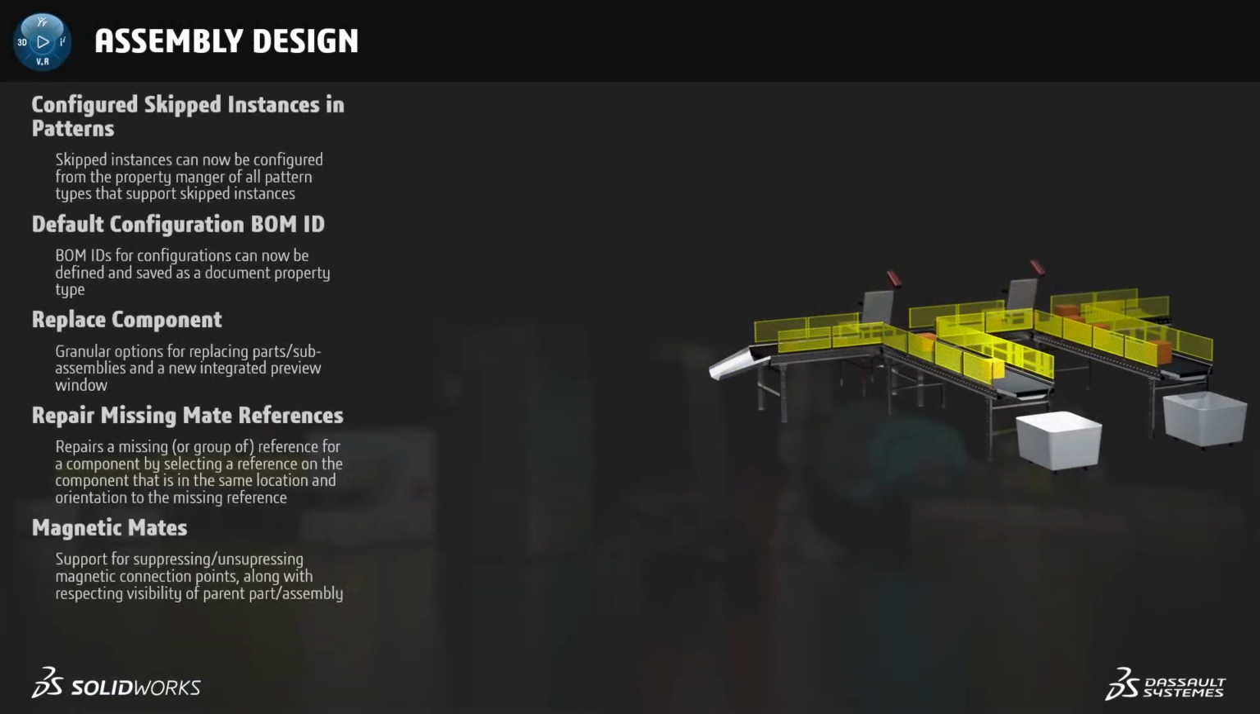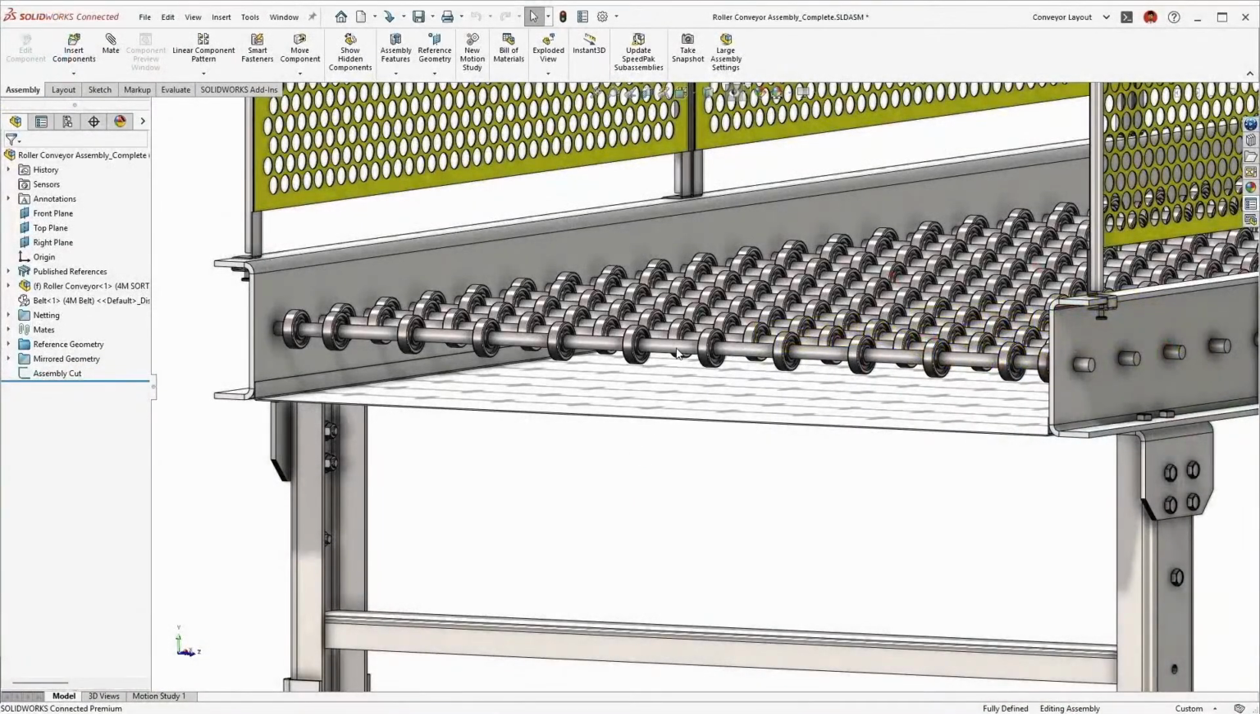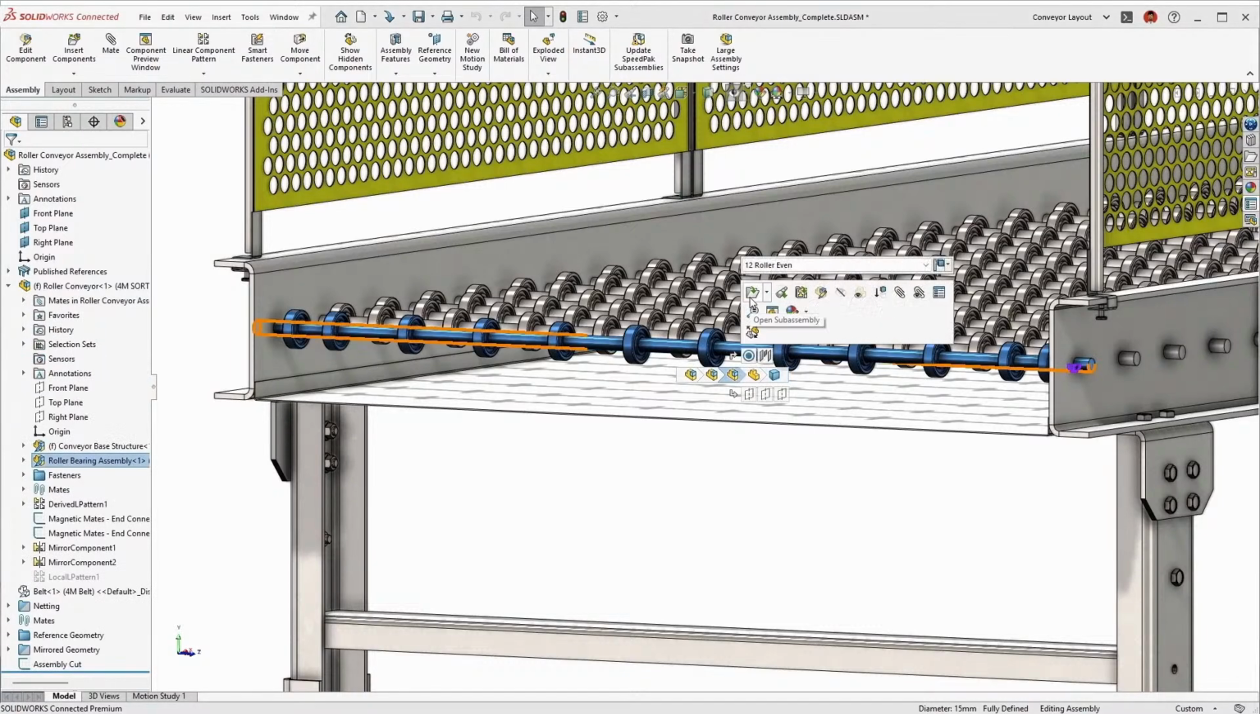Now there are a lot of great enhancements when it comes to assembly design, so I'm not going to go into detail of this entire list, but we have things such as configured skipped instances and patterns. We're able to change the settings for what default name is in your BOM for configurations, different granular options for replacing components, and so many more. So let's just jump right in. You can take a look at this list if you'd like, and take a screenshot if you'd like, and review this later. But jumping into the video, we have an assembly here where we have a line of rollers.